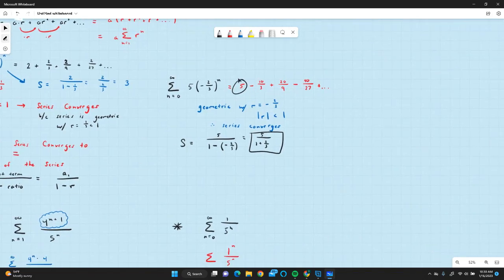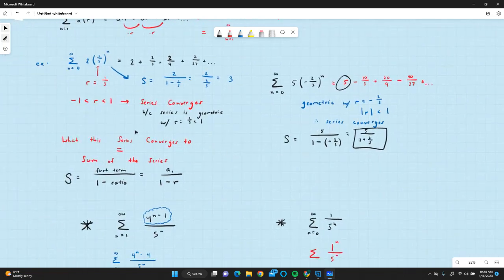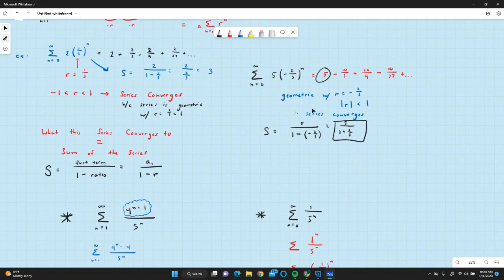Here's one that actually alternates. If you notice, I expanded it out and I got 5 minus 10/3 plus 20/9 minus 40/27. This is an alternating geometric series. And the cool thing about this is we just look at the ratio. It's -2/3. So as long as this ratio is between -1 and 1, so another way to write it is the absolute value of r is less than 1, we know the series converges. So plug into your sum formula and you can actually find what it converges to. Be careful about the double negative. It's minus a negative value, so it is plus. You can always test your answer by finding, like, the fourth partial sum and seeing if it's similar to your answer. It should be pretty similar.